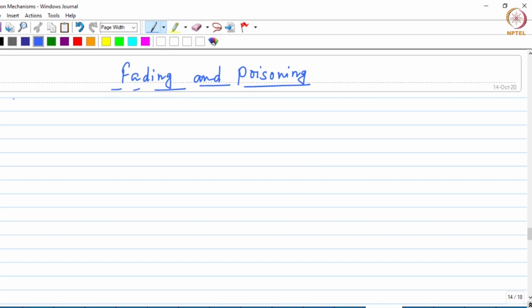So let's talk about fading first. This essentially means the nucleating surface that you had is either lost or poisoned, and it has lost its grain refinement ability. So we have seen that the solubility of titanium in aluminium can go up to 0.25%.